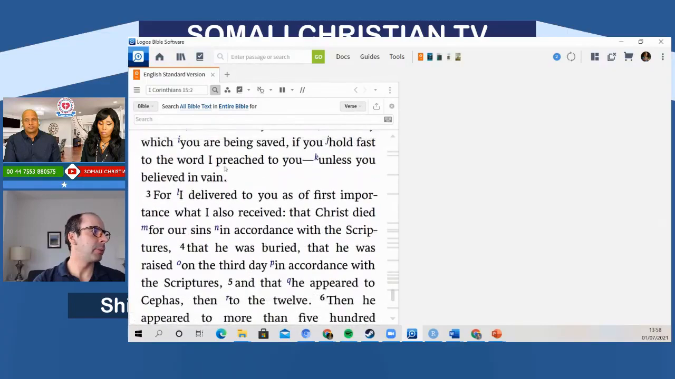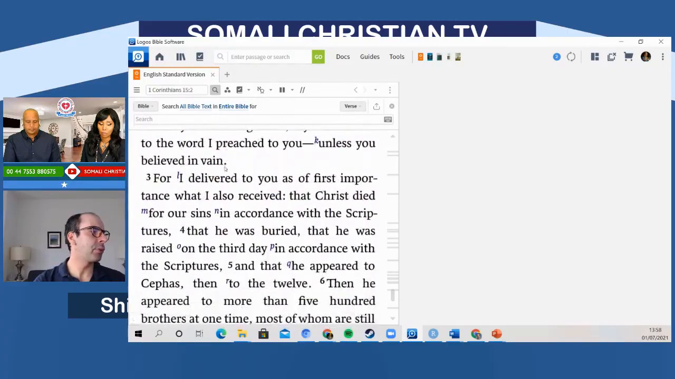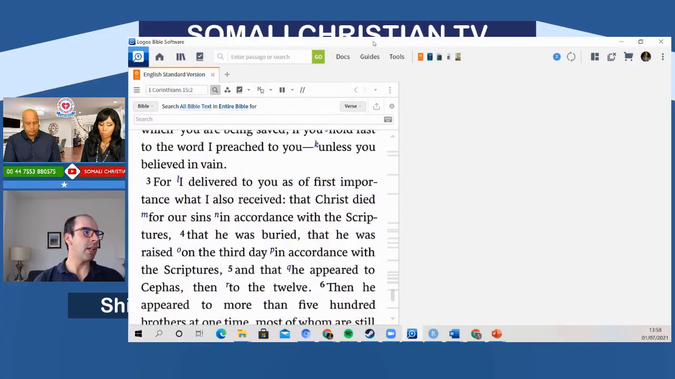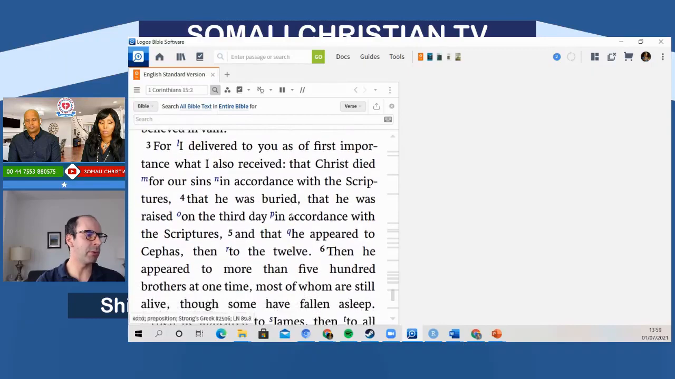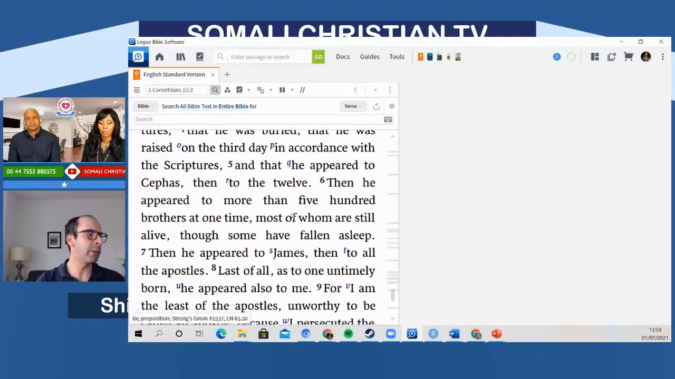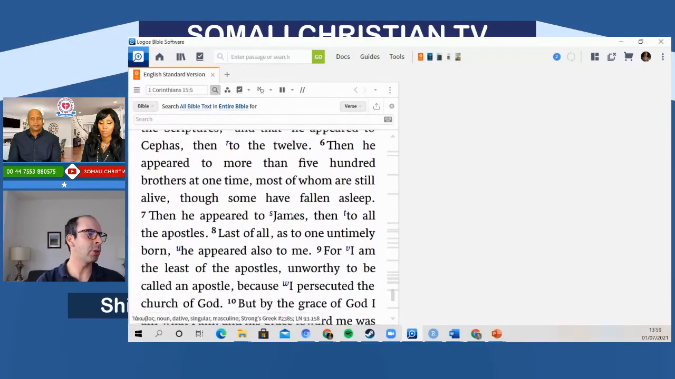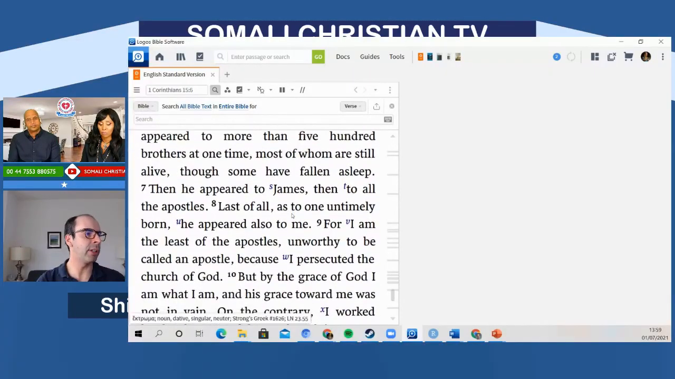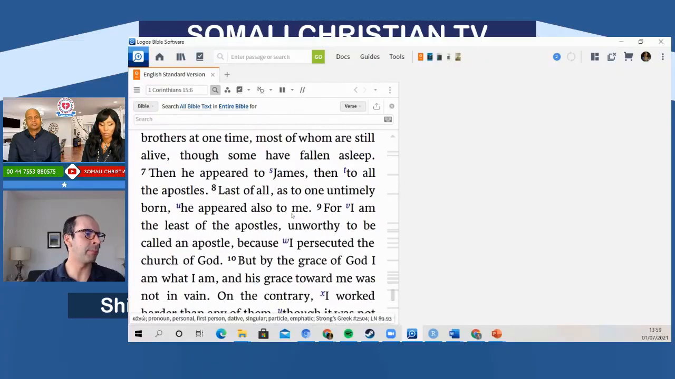So Paul says, verse 3, "For I delivered to you as of first importance what I also received, that Christ died for our sins in accordance with the Scriptures, that he was buried, and he was raised on the third day in accordance with the Scriptures, and he appeared to Cephas, then to the 12, then he appeared to more than 500 brothers at one time, most of whom are still alive, though some have fallen asleep. Then he appeared to James and to all the apostles. Last of all, as to one untimely born, he appeared also to me."